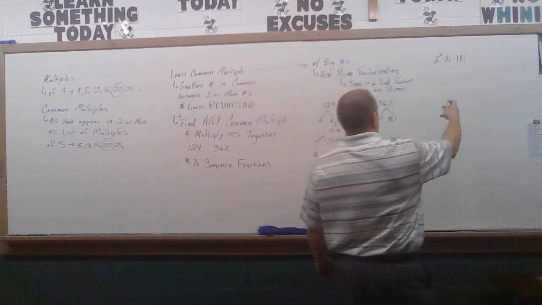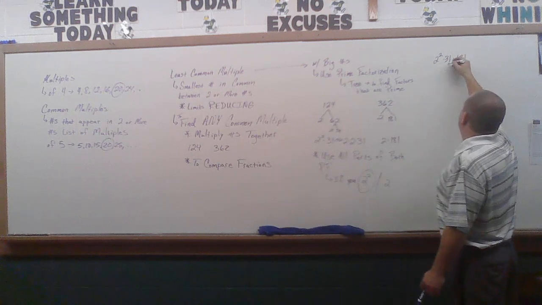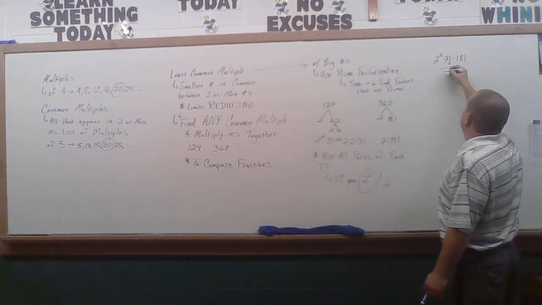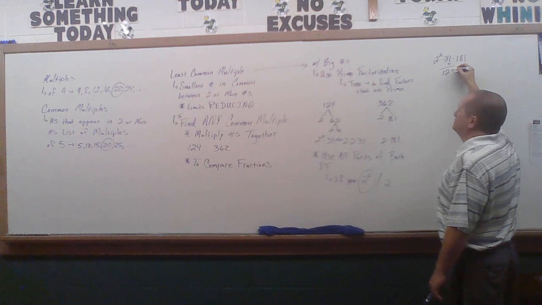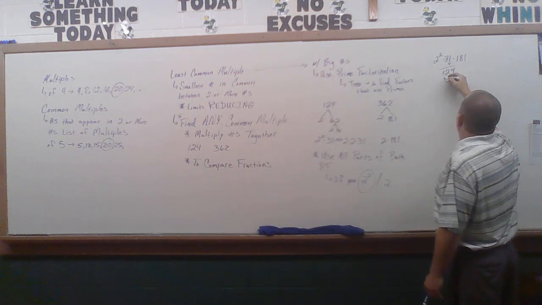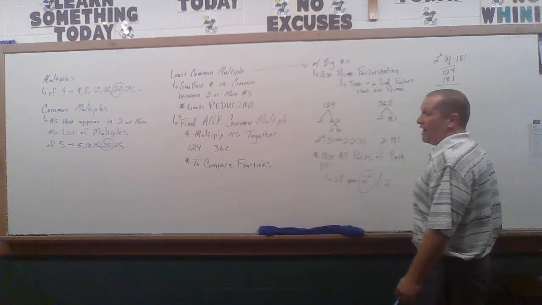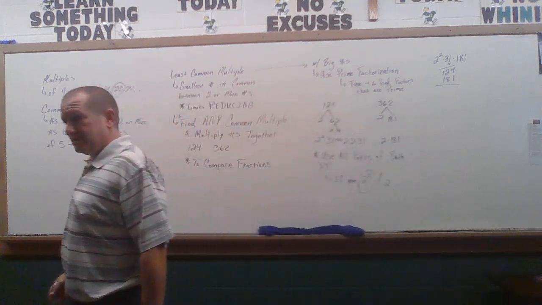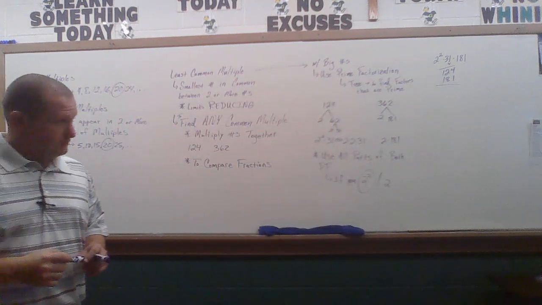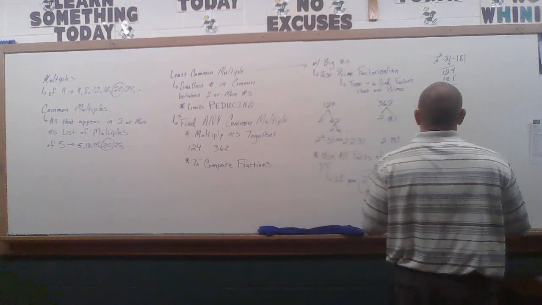So, what's 2 squared? 4 times 31. 121. No, 124. Now do 124 times 181 on your paper. Go, practice. 124 times 181.